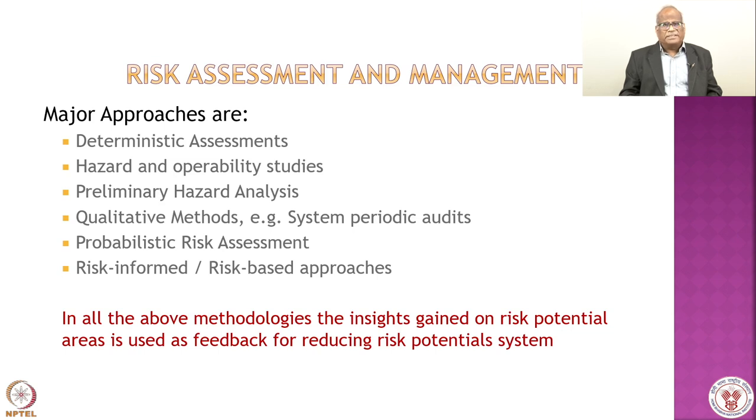So the deterministic approach is done, but there is always scope for improvement for any method, to make it more holistic and to get benefit from other sources also. And now we know that it is a competitive world, so new techniques are coming. One is hazard and operability studies, which is more popular in the chemical industry. Similarly, preliminary hazard analysis can be carried out for any system, so one PHA is required. And then qualitative methods, system periodic audits. In olden times, ensuring reliability was through audit, inspection, services, in-service inspection. These were the methods actually.